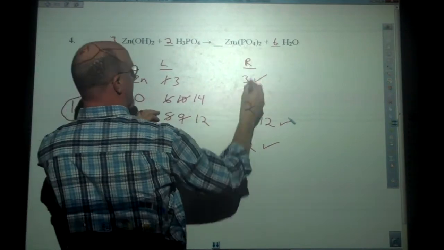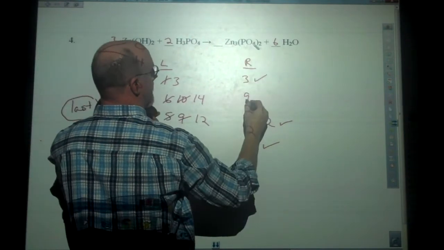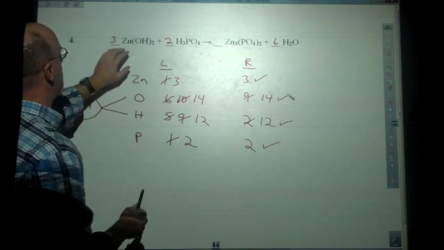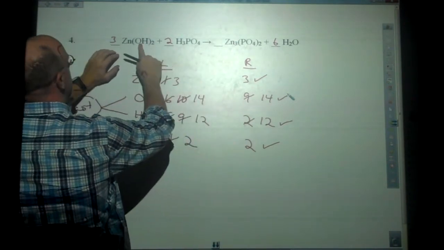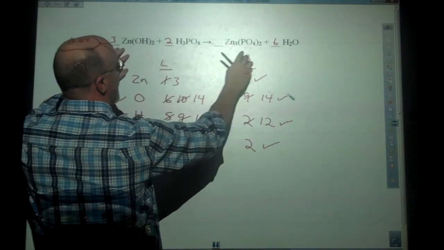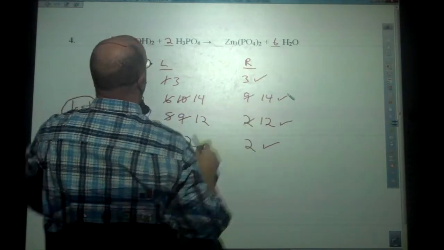And then oxygen is 6. 6 plus the 8, I'm sorry, is 14. So do the final check. 3 zincs, yep. 2 times 3 is 6 oxygens. 2 times 4 is 8, so there's 14 total. 2 times 4 is 8, plus 6 is 14.